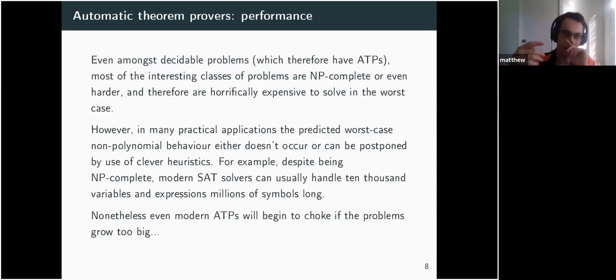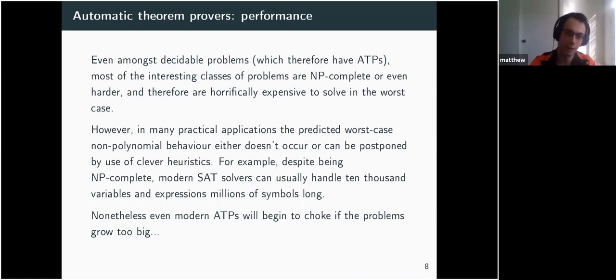However, even if you restrict yourself to the set of decidable problems, most of the algorithms for solving these problems are NP complete, or actually even harder. Therefore, they tend to be, in the worst case, horrifically expensive. The behavior is exponential in the length of the formula that you're trying to satisfy, for instance. So you add one extra variable and suddenly it blows up.